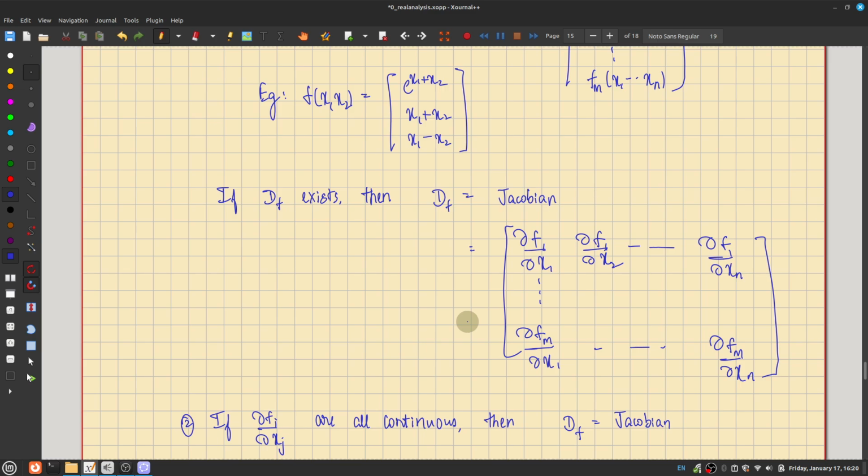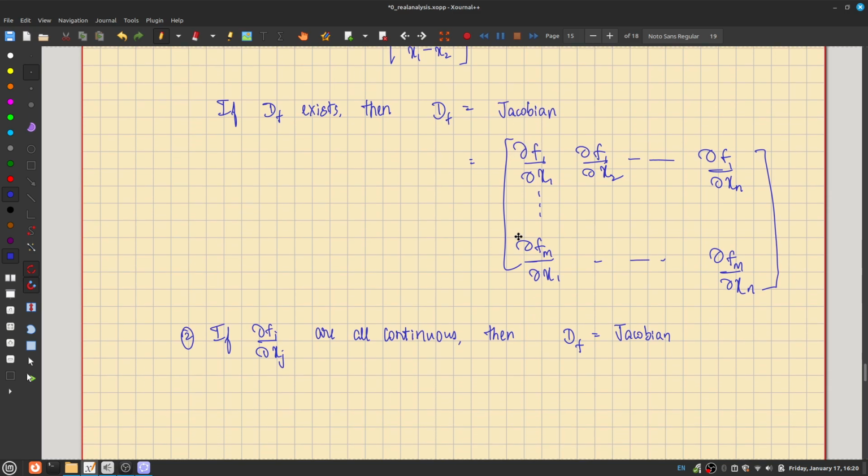Any questions? Well, typically we'll work with functions for which df exists. Sometimes it won't exist, I agree. But another way of finding whether df exists and whether it's equal to the Jacobian is the following. If all of the partial derivatives dou fi by dou xj exist and they are continuous, then df is equal to the Jacobian. So that is an easier test to say whether the derivative is equal to the Jacobian or not.